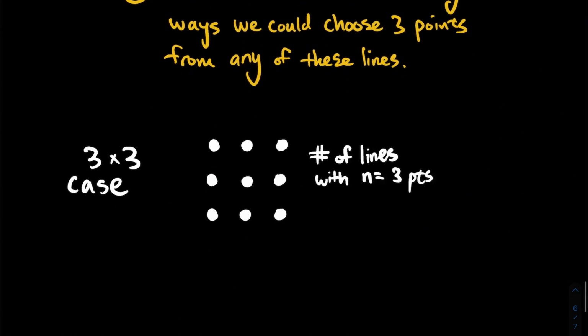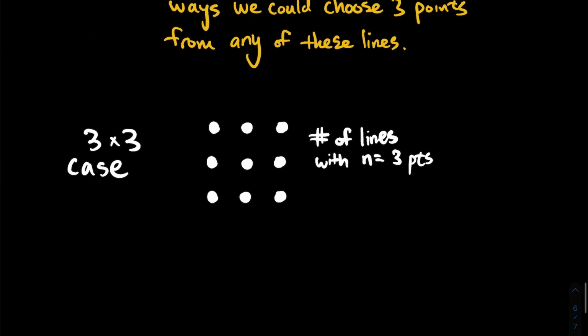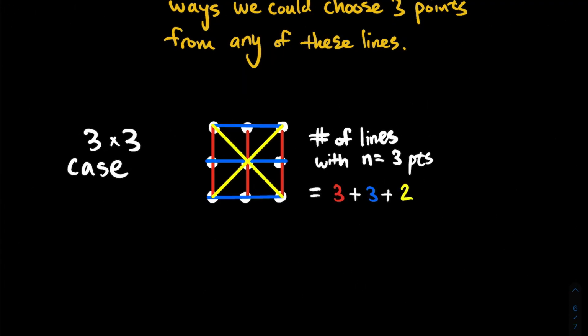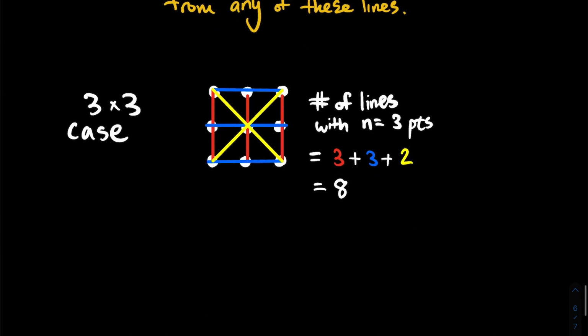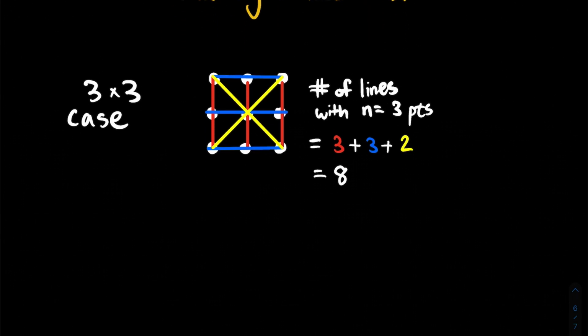Here's the 3 by 3 case, and let's look at the number of lines that have 3 points on them. Well, you could have these 3 vertical lines, or these 3 horizontal lines, or this diagonal line or this diagonal line. Those are all your options. So there's 3 plus 3 plus 2, which is 8 of them. So there are 8 lines that have exactly 3 points on them.